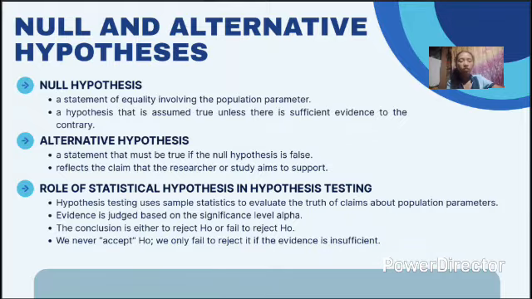The role of the statistical hypothesis in hypothesis testing is that it uses sample statistics to evaluate the truth of claims about population parameters. The evidence is judged based on the significance level alpha. The conclusion is either to reject the null hypothesis or fail to reject the null hypothesis. We never accept the null hypothesis, we only fail to reject it if the evidence is insufficient.